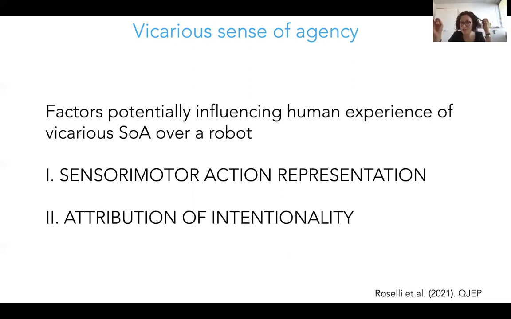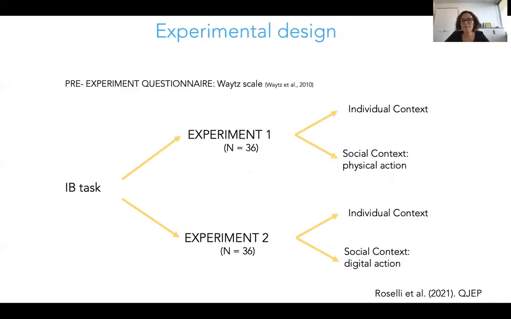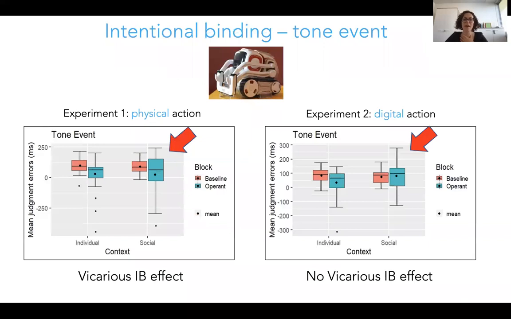In the digital condition, you don't have the same sensory motor representation of the robot action because there's no physical embodied action present. And basically, to cut the long story short, what you observe is that when you're evaluating the tone event, when you have physical action, so the Cosmo actually pressing, you see a vicarious sense of agency. So this effect is the intentional binding effect for the robot.